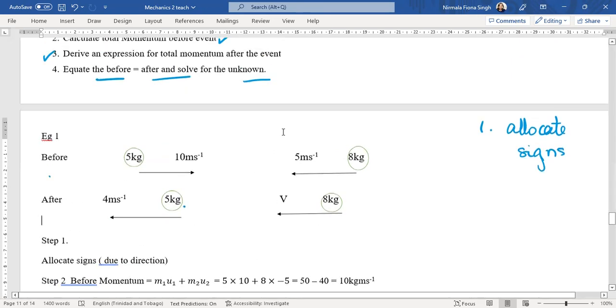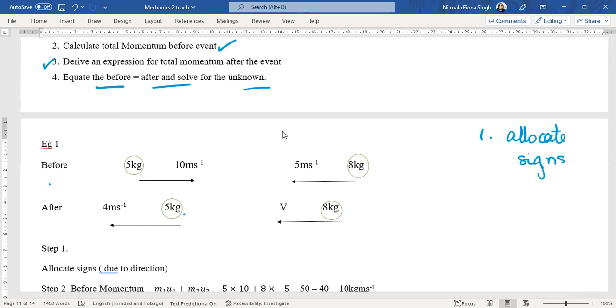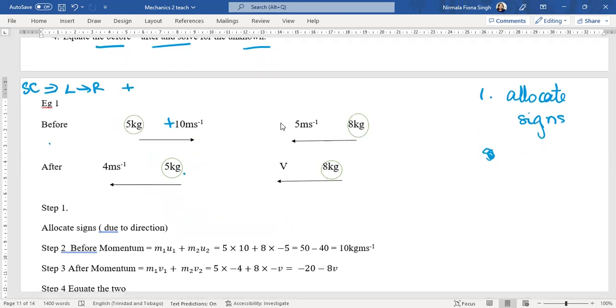Let me get back to sign convention. Positive 10. Right. Well, sign convention, let me write it down here. Sign convention, we move from left to right, is positive. So this is positive. Let's look here. My 8 kilogram object is traveling to the left at 5 meters per second. So is this going to be positive 5 or negative 5? Negative 5. Everybody agree with that?